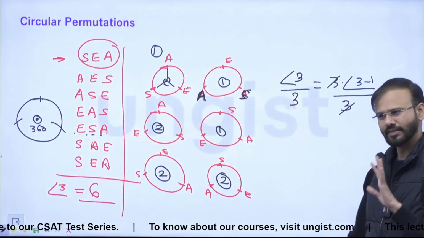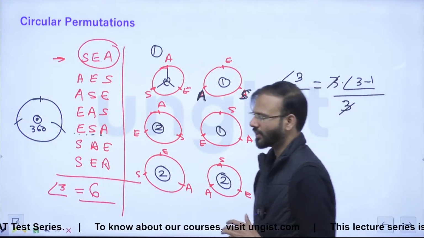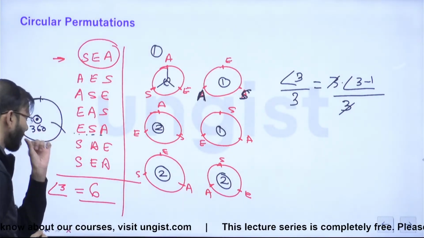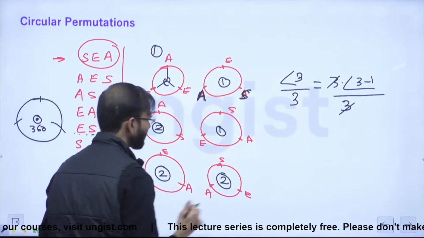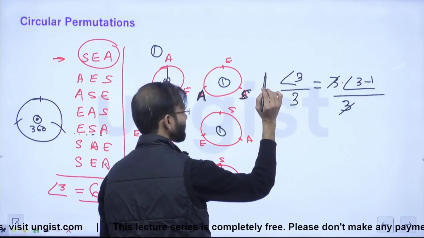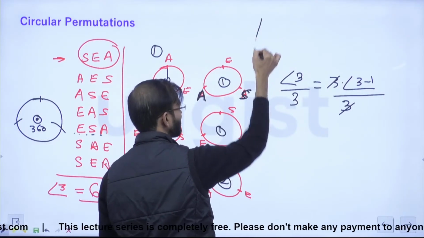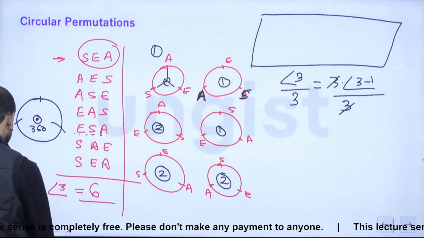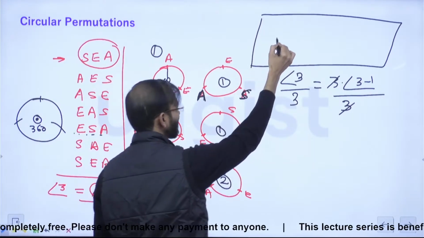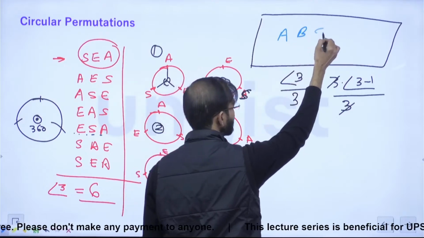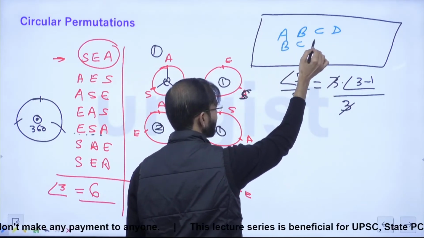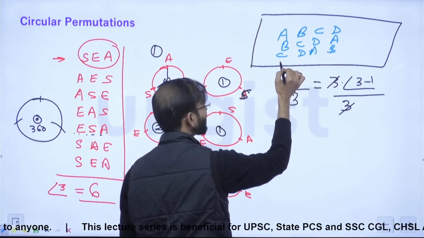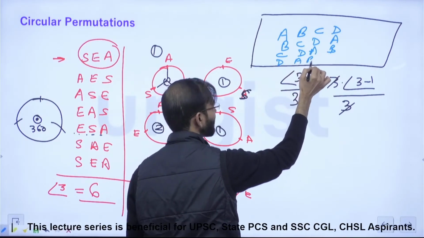Right. It's clear. Now, let's take one more example. Let's say for 4 persons. Fine, everyone. Let's take for 4 persons. I'm doing it here. The 4 persons are A, B, C, D. A, B, C, D. B, C, D, A. Then C, D, A, B. And then D, A, B, C.